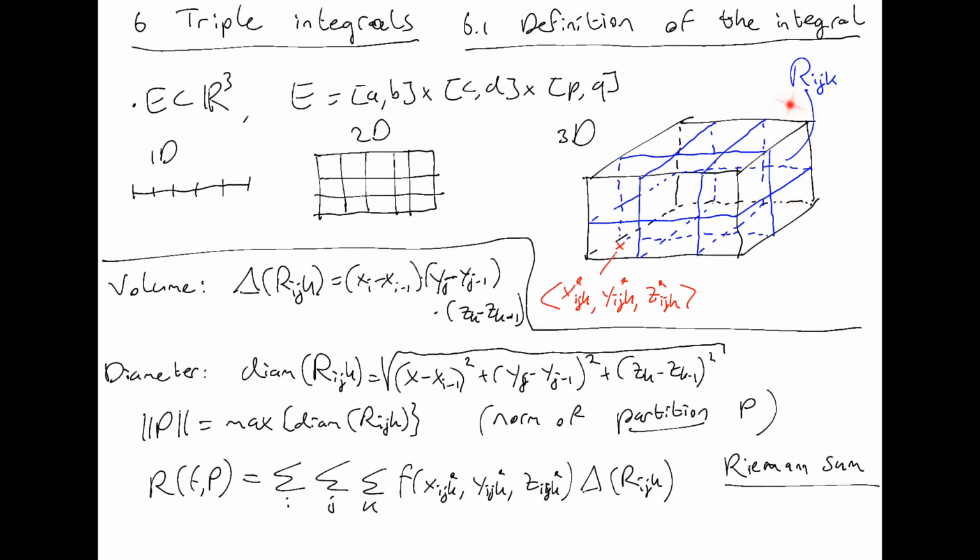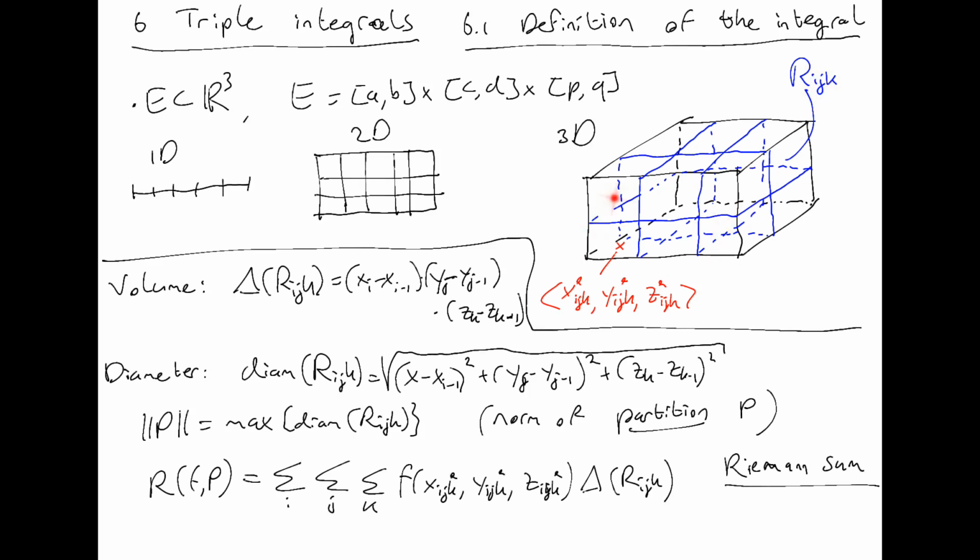So I'm going to call these smaller rectangular boxes Rijk. So they're indexed by 3 indices. This is because this rectangular box is determined by a restriction on the x-coordinate, which is given by the index i, a restriction on the y-coordinate, which is given by the index j, and a restriction of the z-coordinate, which is given by the index k. This is why we have 3 subscripts over here.